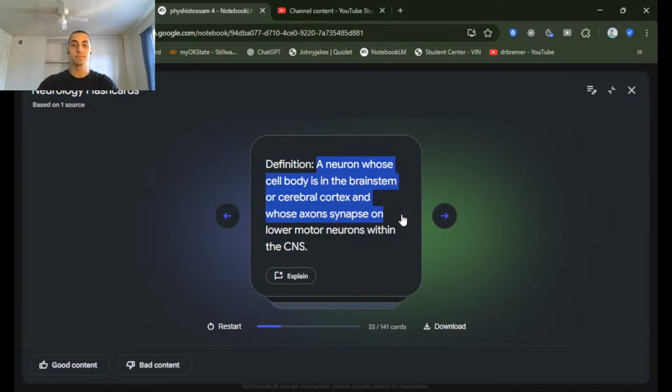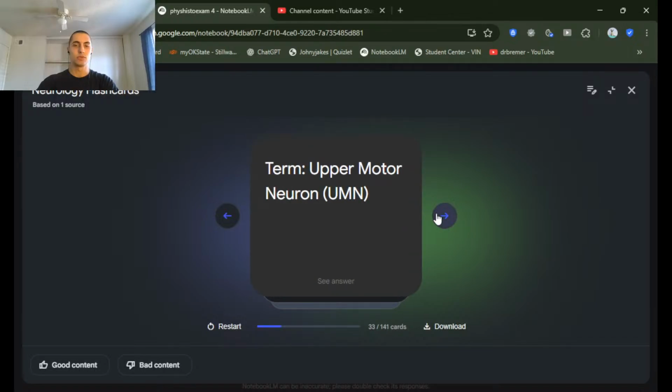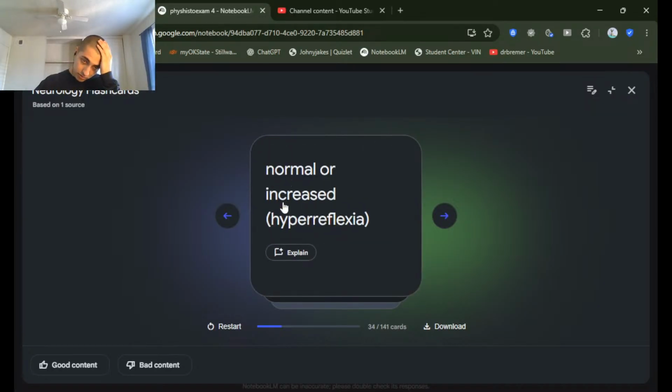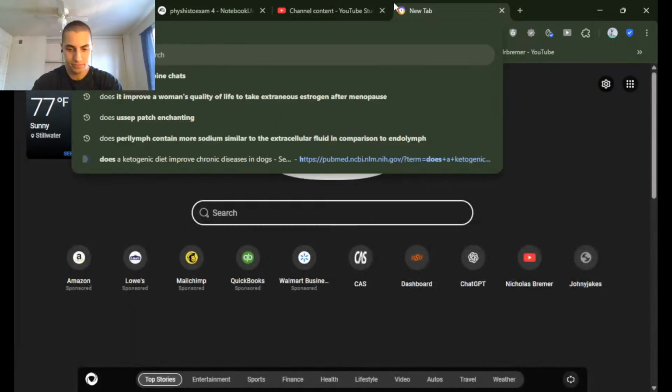Okay. So it just controls lower motor neurons, I guess? Dysfunction of upper motor neurons typically results in spinal reflexes that are hypermetric or hyperreflexia, normal or increased. I really hope those mean the same thing.